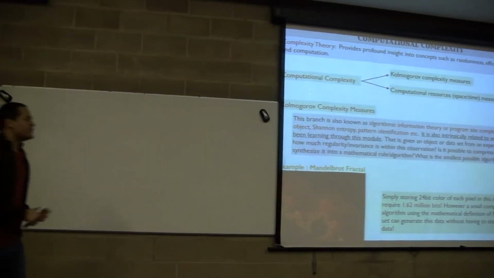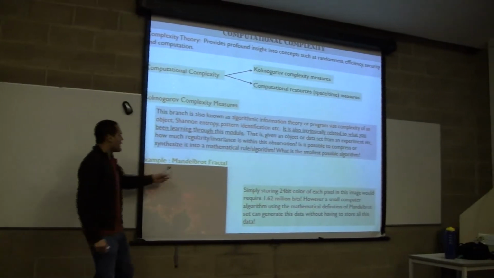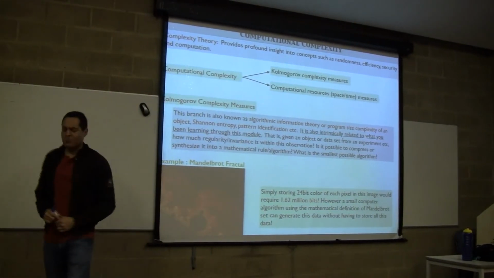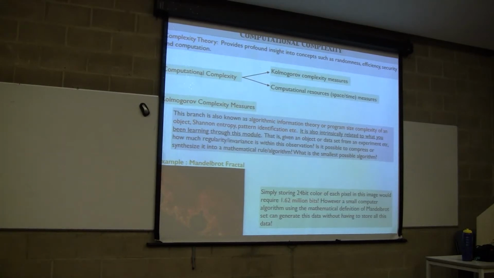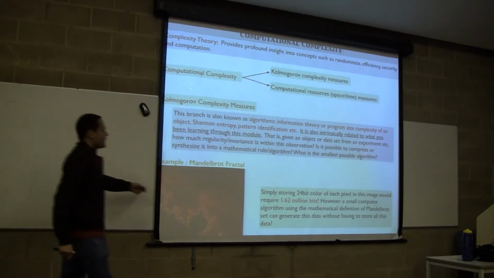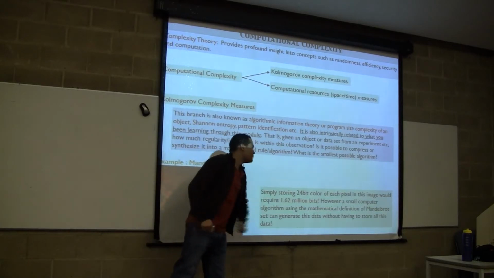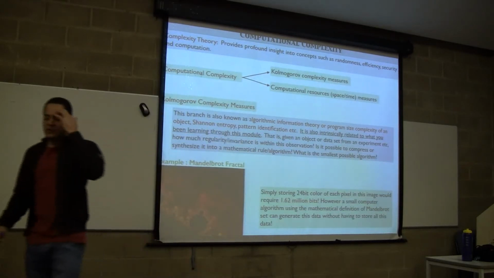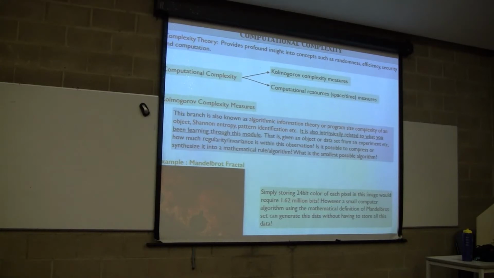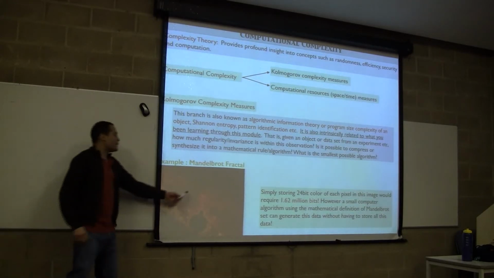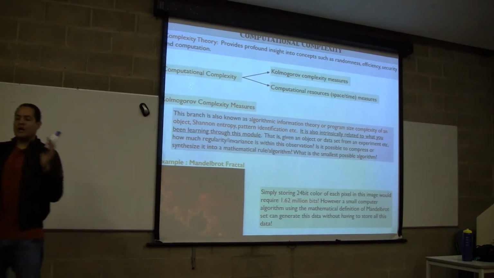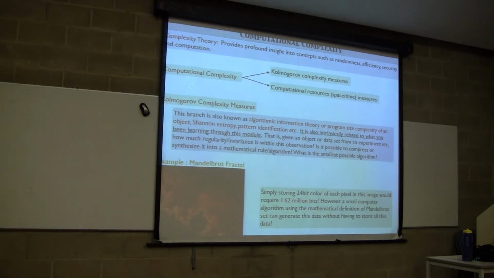An example here, for instance, is this Mandelbrot fractal. This is very complex data, and to actually represent it, you need 1.62 million bits, right? So storing that in a computer wastes a lot of space. Then the question is: is there a mathematical representation such that if I look at this data, I can actually represent it? If you have it, then you come up with a very small code, only a few bits, and then you can run it and generate this data set, right?